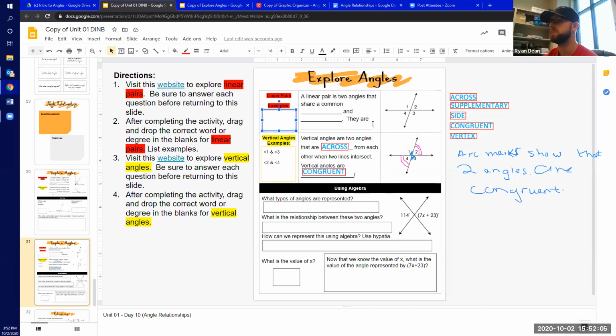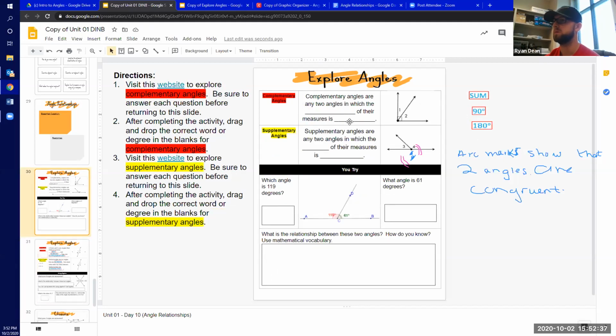The linear pairs are a little bit different. Linear pairs are basically two angles that share a common side and they share a common vertex, and they are supplementary. So linear pairs share a common side and vertex. They're supplementary. So let's come back up here real quick and talk about what complementary and supplementary mean.